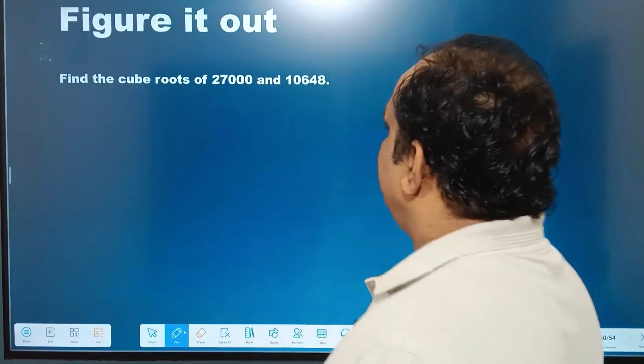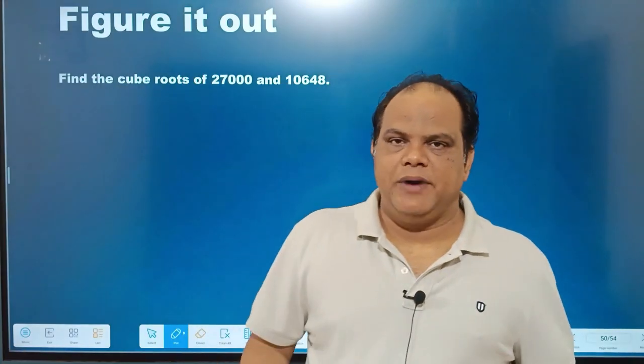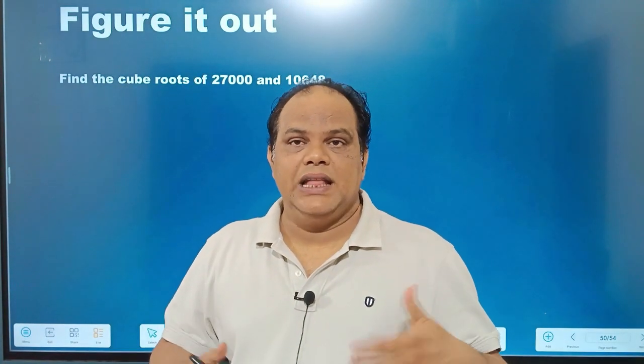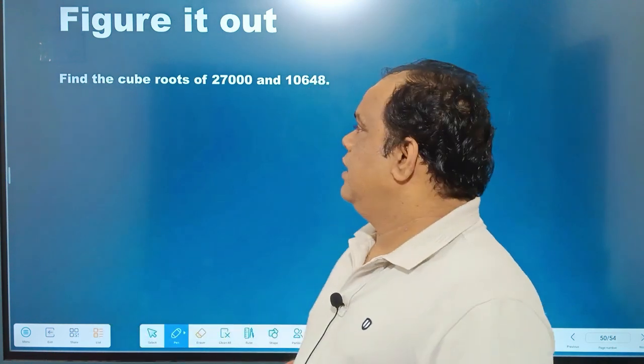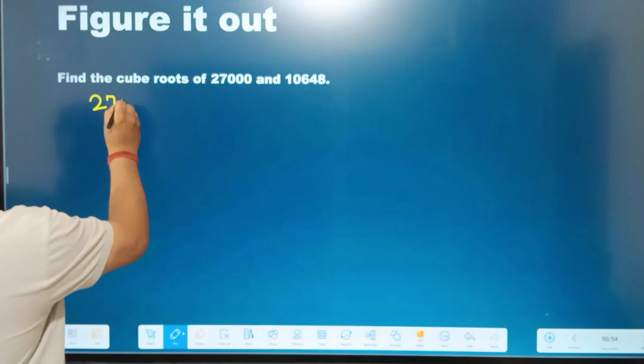Next, figure it out. Find the cube roots of this and this. Simple here. What will we do? We'll do the prime factorization and try to find out if there are triplets. We'll take one out and then we try to find the cube root. Let's find out. So it is 2700. The first one 27. Okay, 1000.